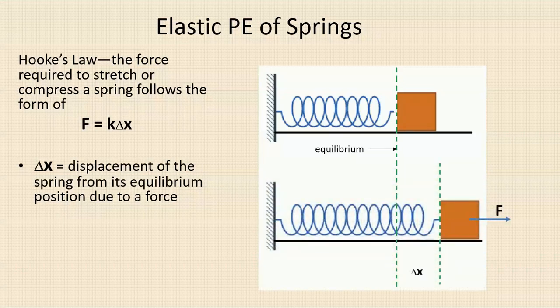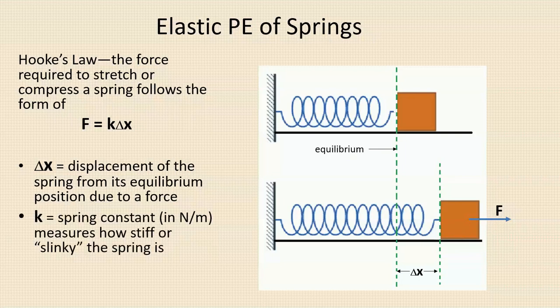If we were then to apply a force to it, say off to the right here, and stretch that spring out some, we would then have a displacement, or delta x, the difference between where it was at equilibrium and where it is now as we pulled with a force applied to it. The k, as I mentioned a moment ago, is the spring constant. This is measured in newtons per meter. Basically it measures how stiff the spring is or how loose the spring is, maybe how slinky it is. A smaller spring, a thinner spring, would have a lower spring constant. A very thick spring, like you have on a car, a coil spring, would have a very high spring constant.